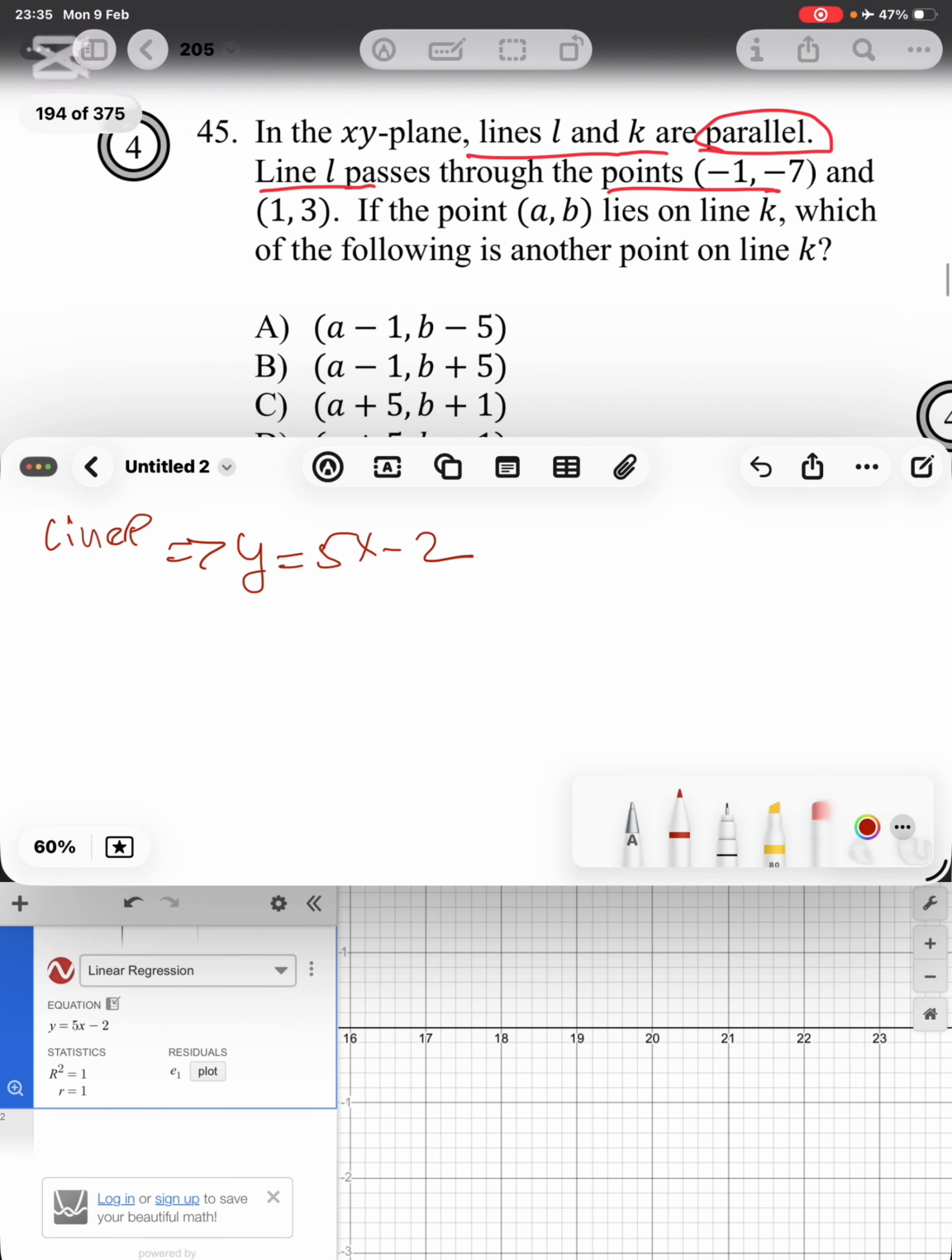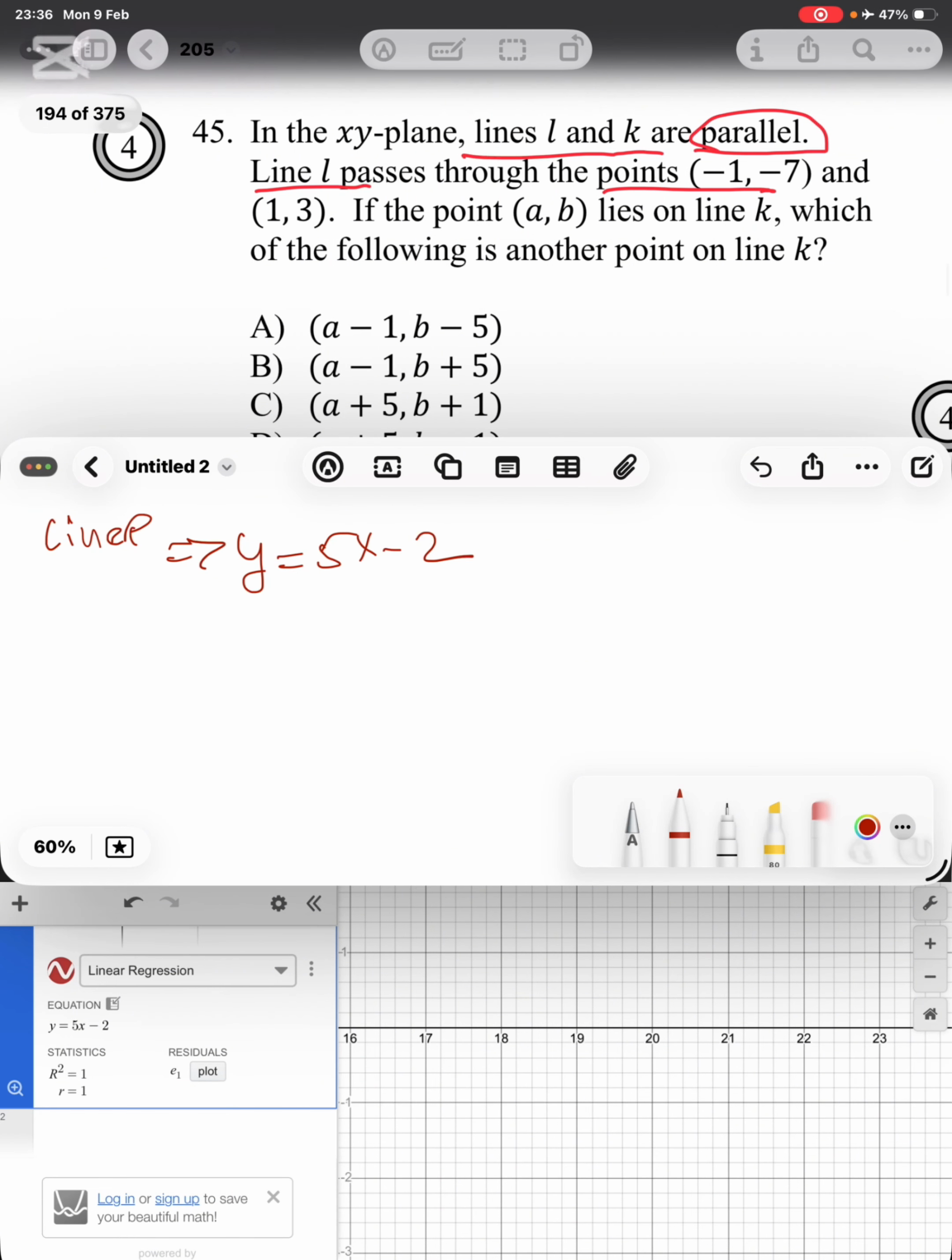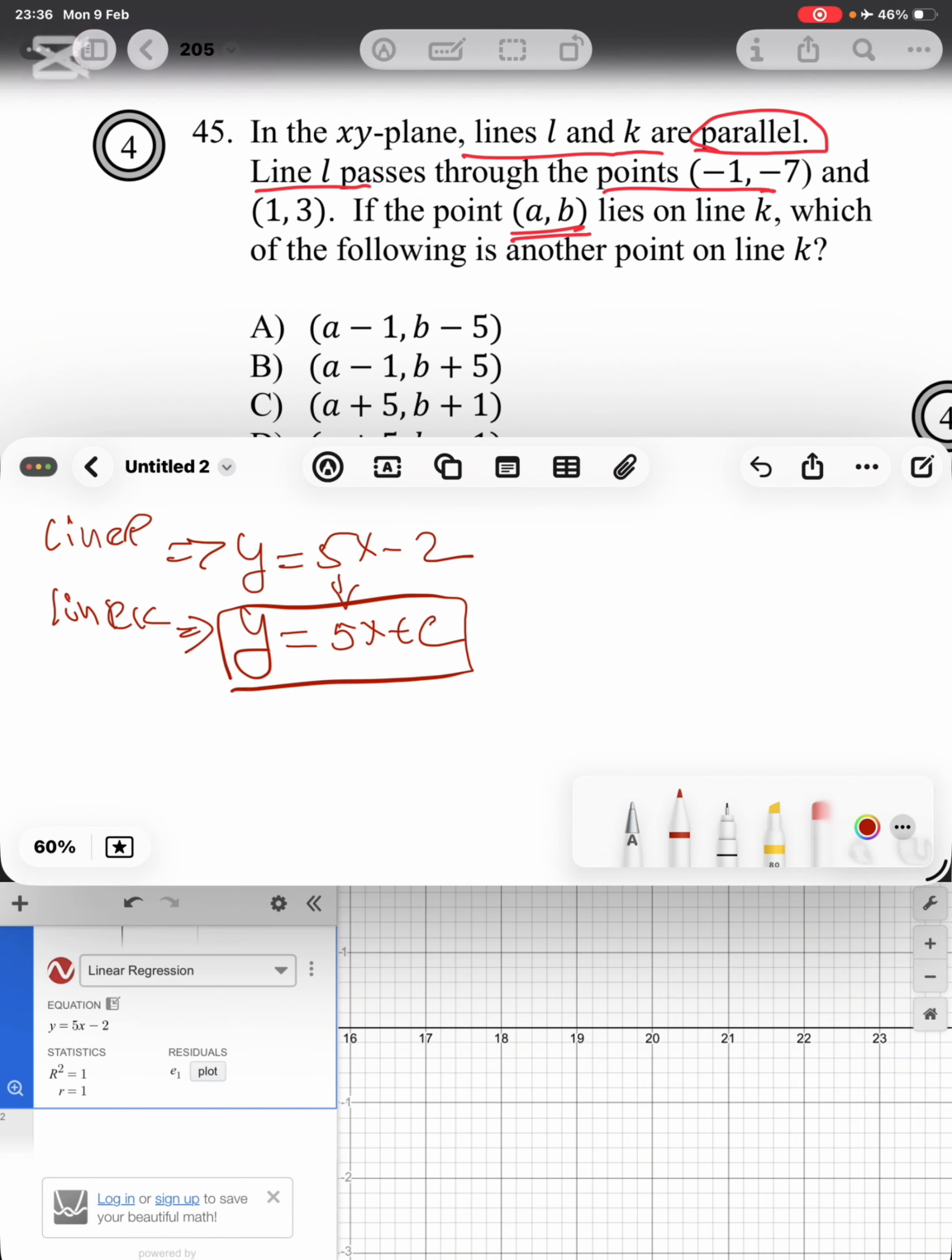So it says they are parallel to each other. In this case, line K is going to be 5x plus c, because when lines are parallel, the slope expressions are equal. And after that, it says that points A and B lie on line K.